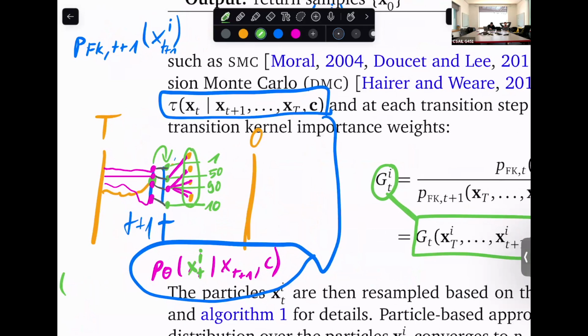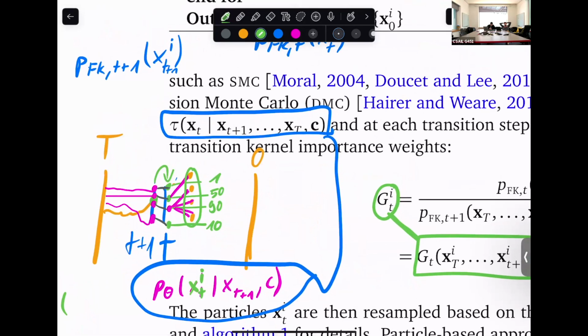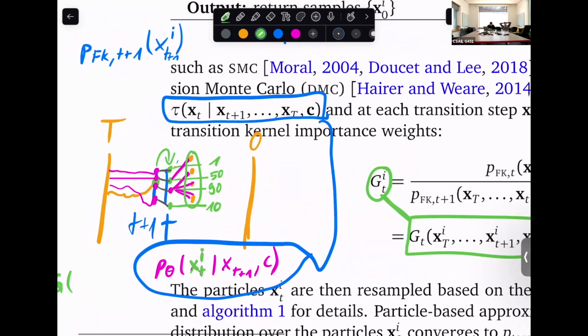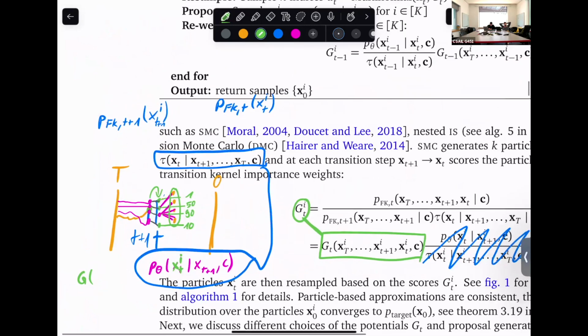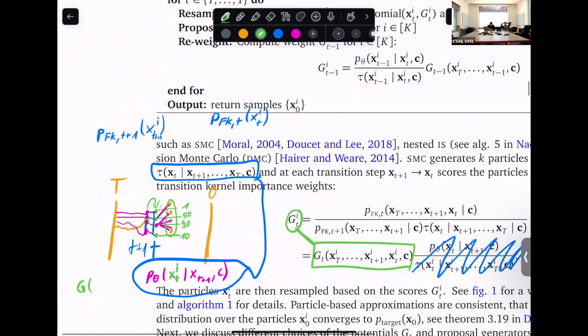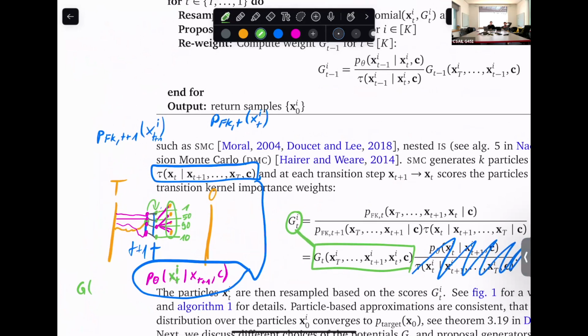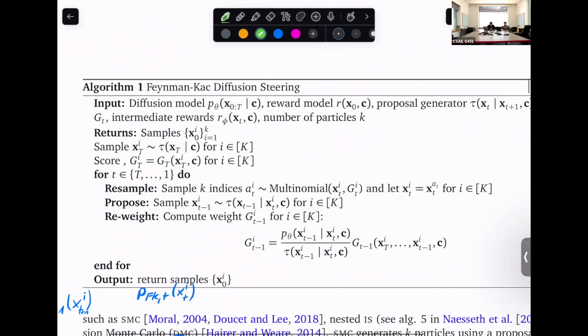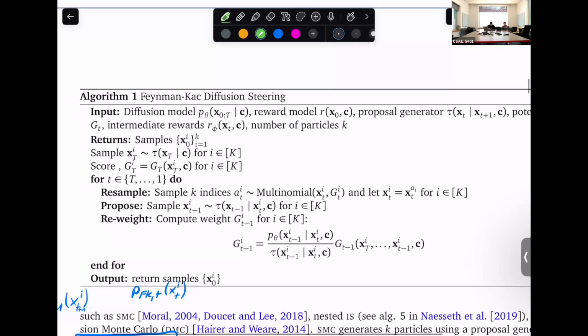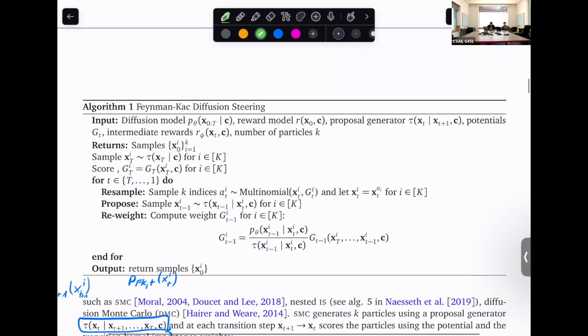So these are now the X_t^i at t. There might be some off-by-one thing: they start by resampling, so it might be modulo exactly the ordering they use. Those are the indices. But if we look at their Feynman-Kac diffusion steering algorithm, this is exactly what they're doing.